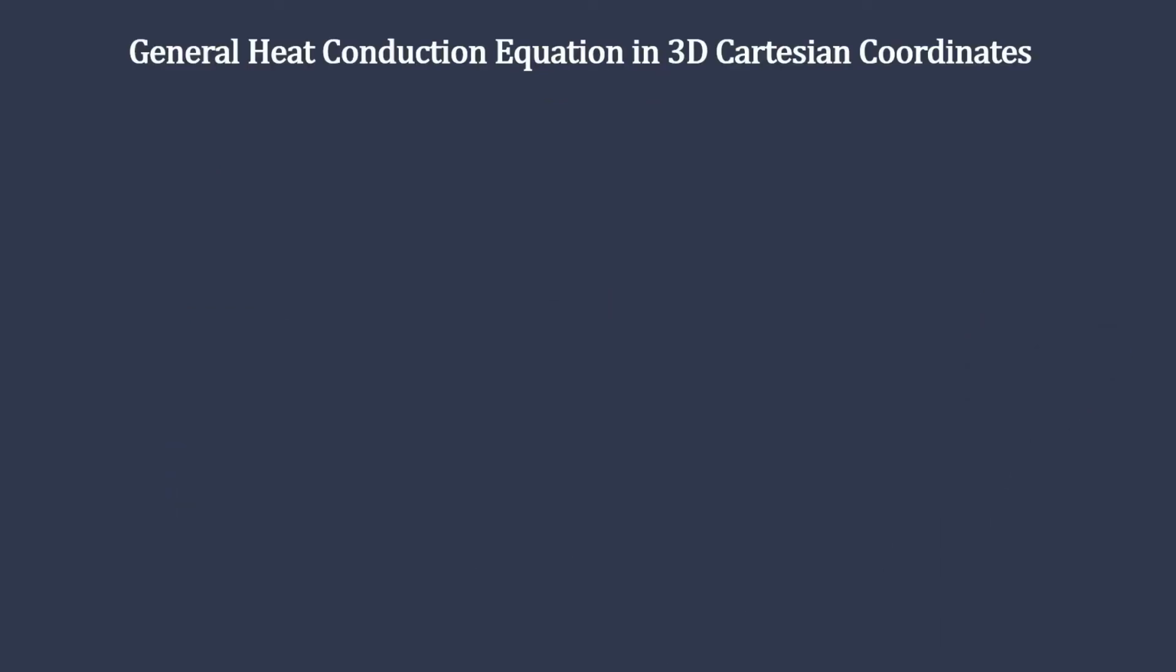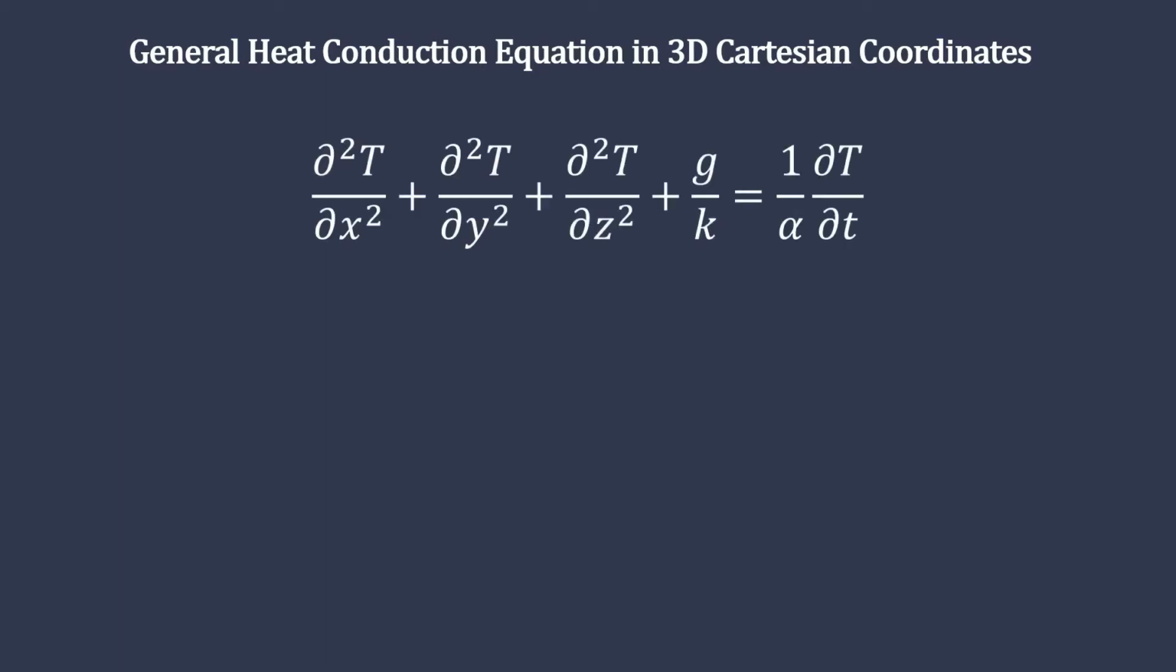The general heat equation in 3D Cartesian coordinate system is ∂²T/∂x² plus ∂²T/∂y² plus ∂²T/∂z² plus g by k is equal to 1 upon alpha into ∂T/∂t. Here T is a function of x, y, z and t. Here x, y, z are spatial coordinates and t is time.